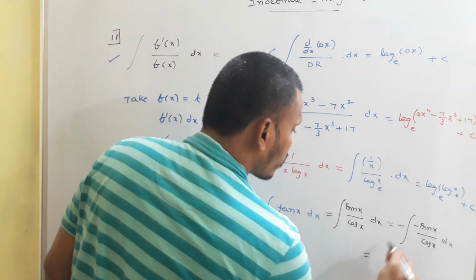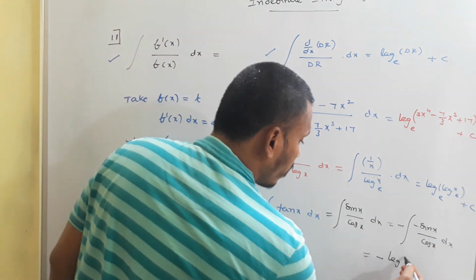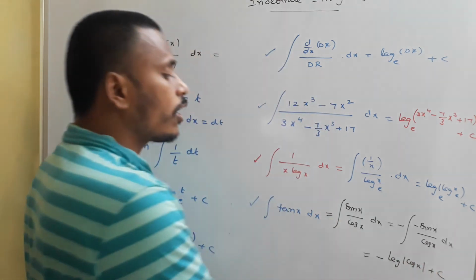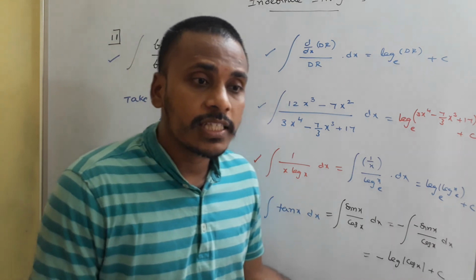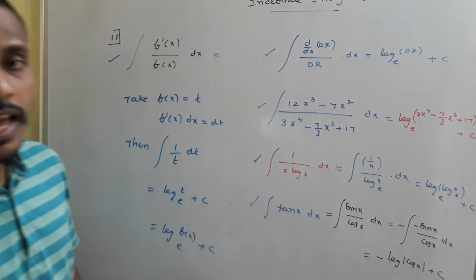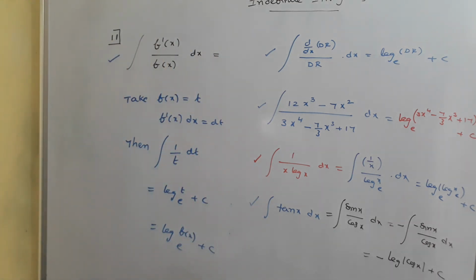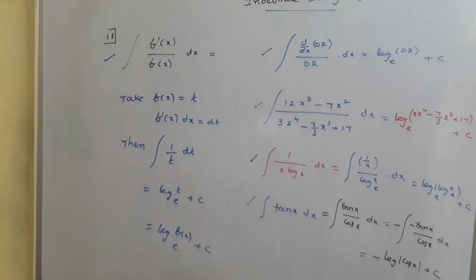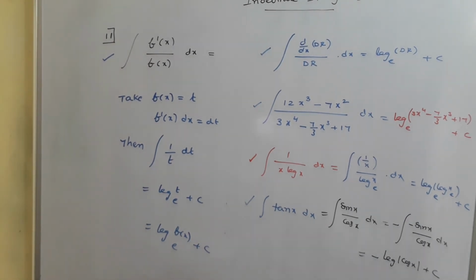Finally your answer is this minus along with the logarithm of cos x plus c. So finally the integral of tan x dx is minus log cos x plus c. You just have a look. The integral of f dash x by f of x dx is log f of x base e, and this will solve these types of problems. Have a look, I will erase the left side and then I will use it.